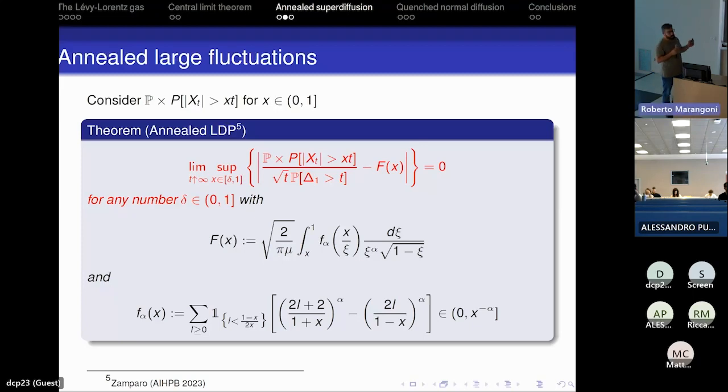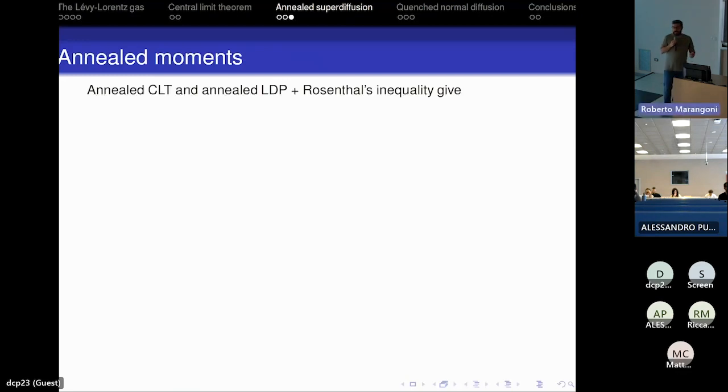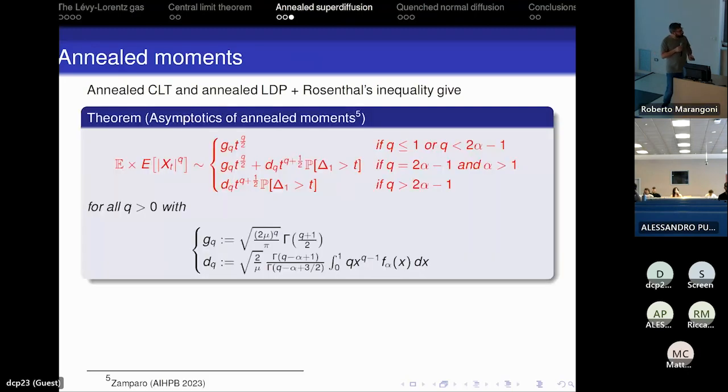Okay, so now we have a central limit theorem to describe the central part of the distribution of the displacement. We have a large deviation principle to describe the tail of such distribution. Basically, we have all we need to compute moments of the displacement. Usually physicists look at the moments in order to assess whether there is superdiffusion or not. And this is the result describing the annealed moment of order q.